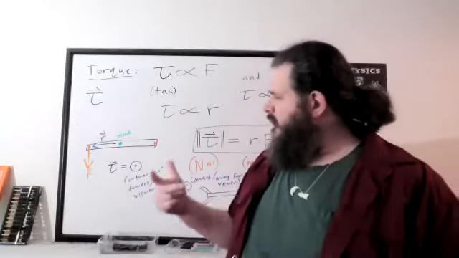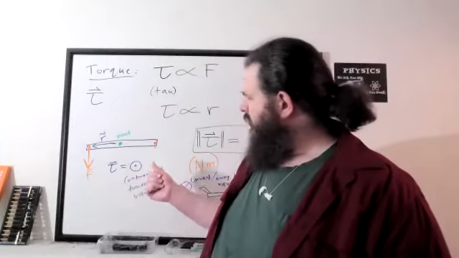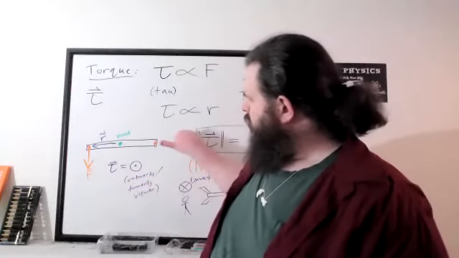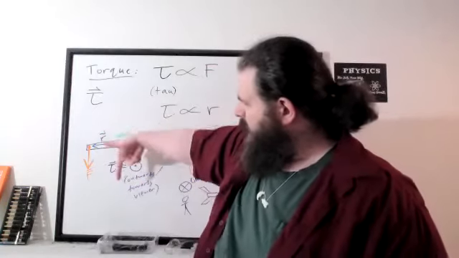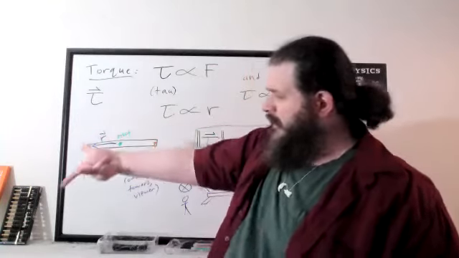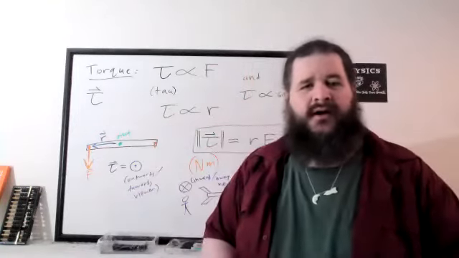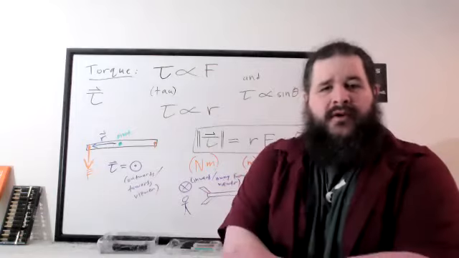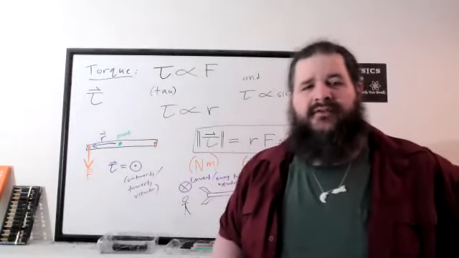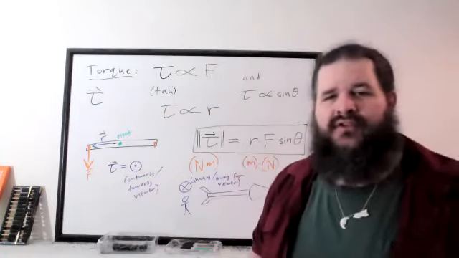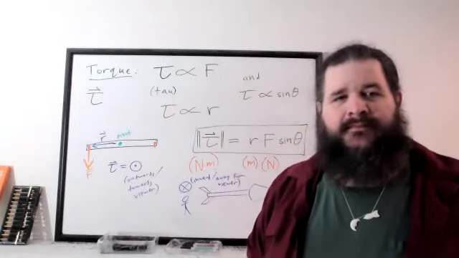There's also probably some way you could do it with 3 fingers. Maybe point your thumb in the direction of the radius, point your first finger in the direction of the force, and your middle finger will tell you the direction of the torque. So that would also work if you prefer to do it that way. But there's a lot of different variations on the right-hand rule. They're all just ways of deciding a direction.